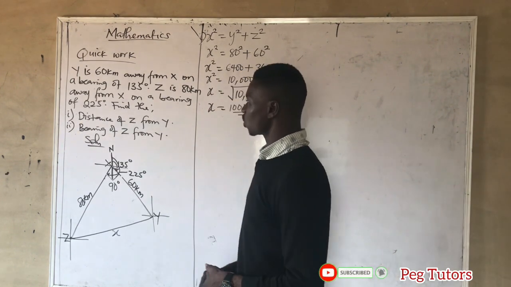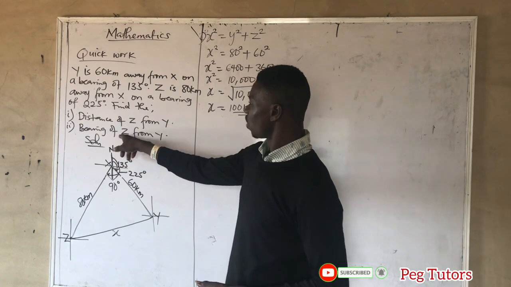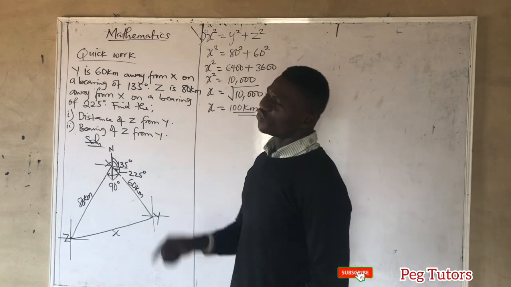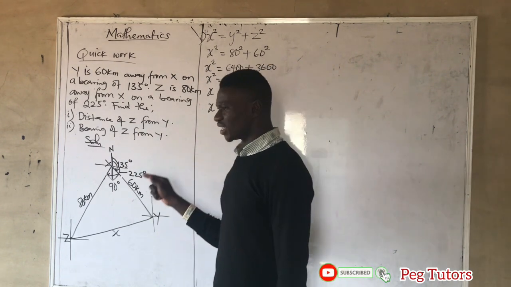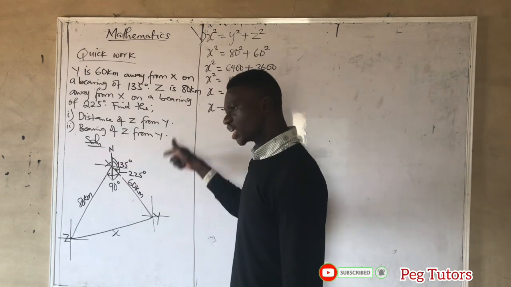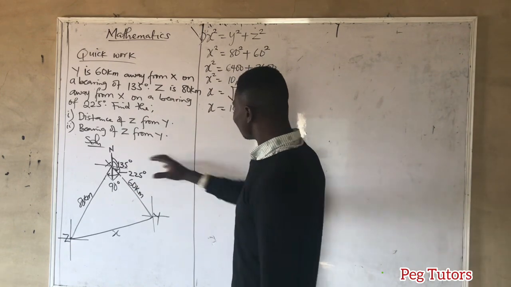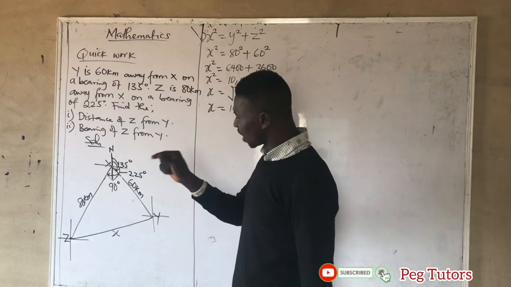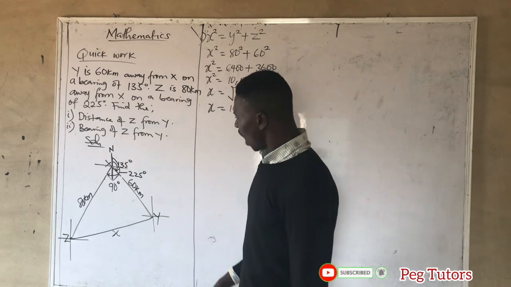Now let us focus on the second: the bearing of Z from Y. First of all, you need to understand where is the bearing of X from Y. In this diagram, which part is the bearing of X from Y? Now, this is X.